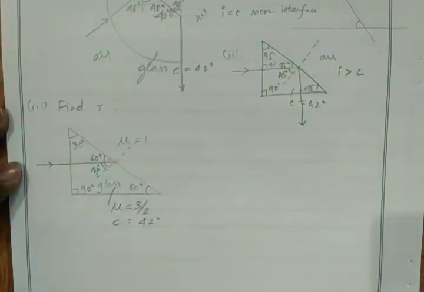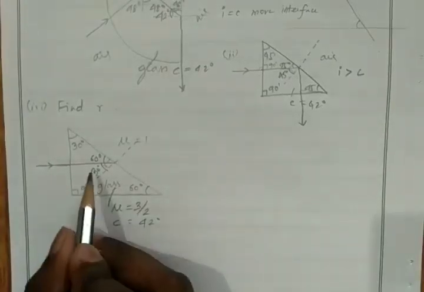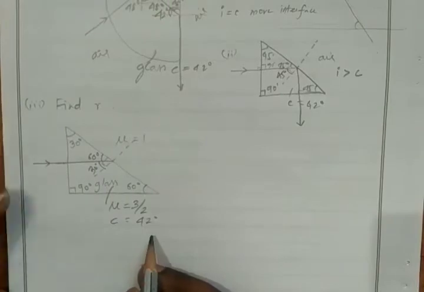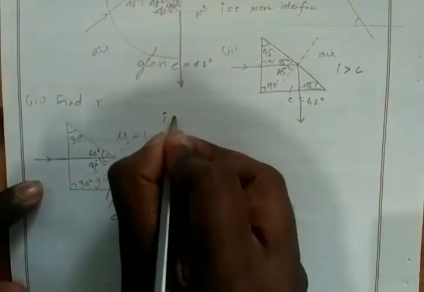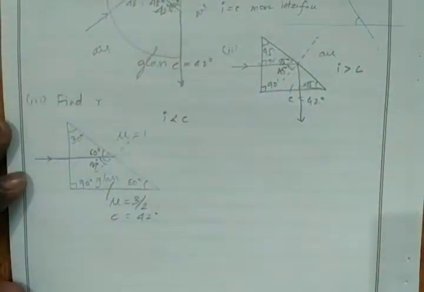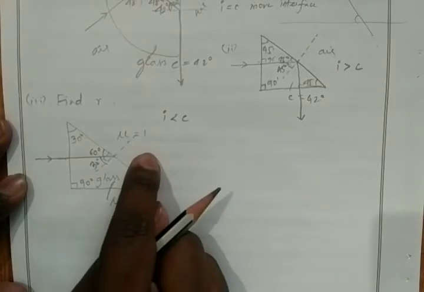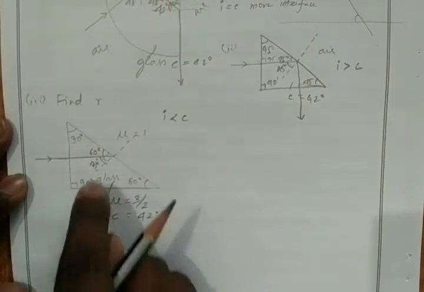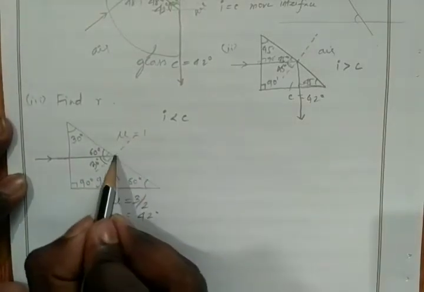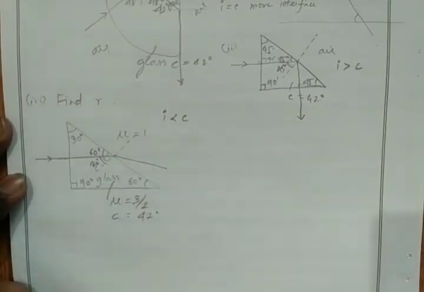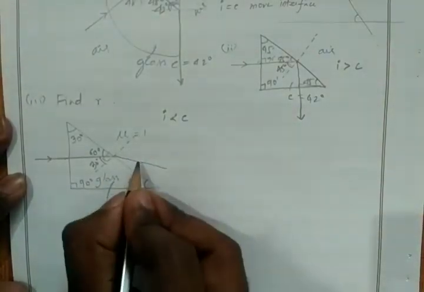So now see, angle of incidence is 30 degree, which is less than the critical angle. So if angle of incidence is less than the critical angle, then it goes for refraction. From denser medium to rarer medium, it moves away from the normal. This is normal, it moves away from the normal.